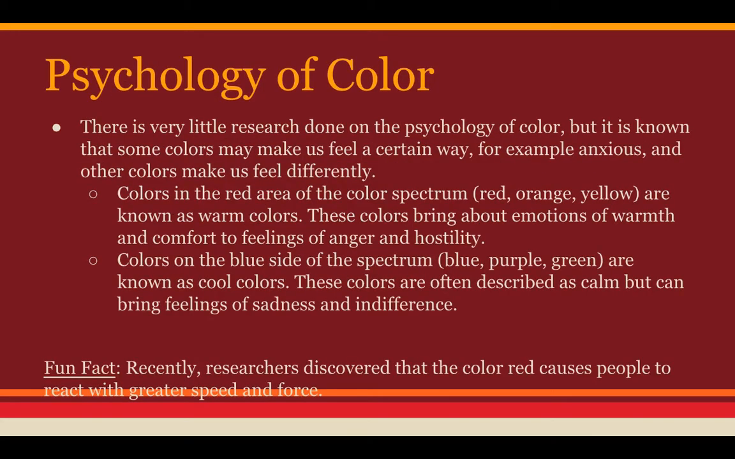Psychology of color. There is very little research done on the psychology of color, but it is known that some colors make us feel certain ways. For example, anxious, and other colors make us feel differently. Colors in the red area of the color spectrum, red, orange, yellow, are known as warm colors. These colors bring about emotions from warmth and comfort to feelings of anger and hostility. Colors on the blue side of the spectrum, blue, purple, green, are known as cool colors. These colors are often described as calm but can bring feelings of sadness and indifference.